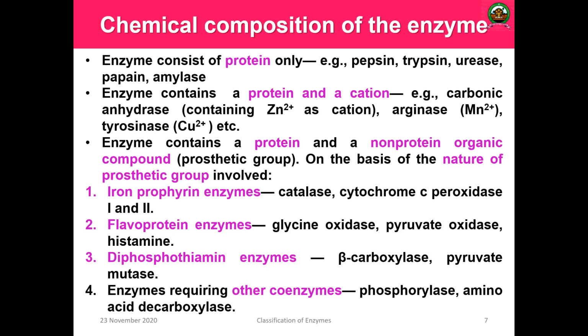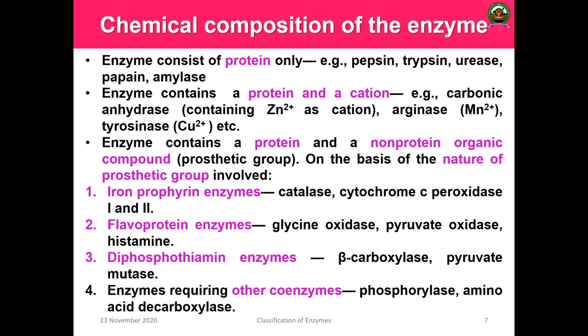Then the chemical composition of the enzymes. What does the enzyme consist of? If the enzyme consists of only a protein part, the protein part of the enzyme is known as apoenzyme, as you have already discussed. Enzymes consisting of only a protein part are classified into a particular group. Examples are pepsin, trypsin, urease, papain, amylase. All of these enzymes contain only protein.